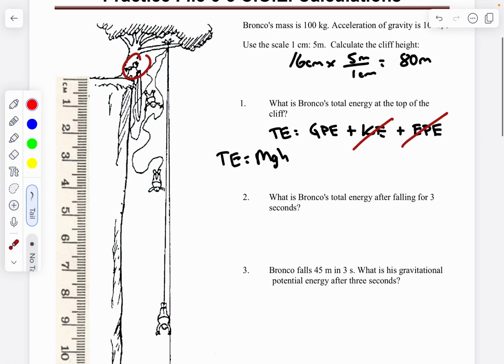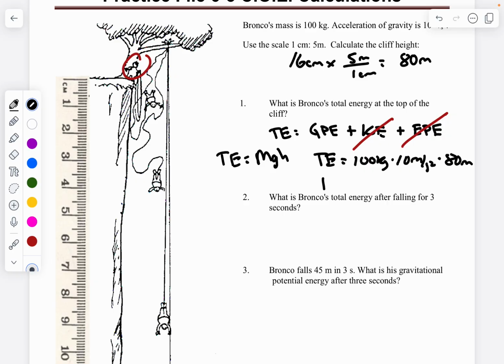We've got all those things right here. We know the mass of our jumper. We're told to use 10 for gravity, and there's our cliff height. So let's throw that in. Our total energy is going to be 100 kilograms times 10 meters per second squared for gravity times that 80-meter cliff height. So the total energy at the beginning, we're looking at 80,000 joules if you multiply those three terms together. And that's important because our total energy remains constant, and that's going to be our total energy anywhere along the jump here.